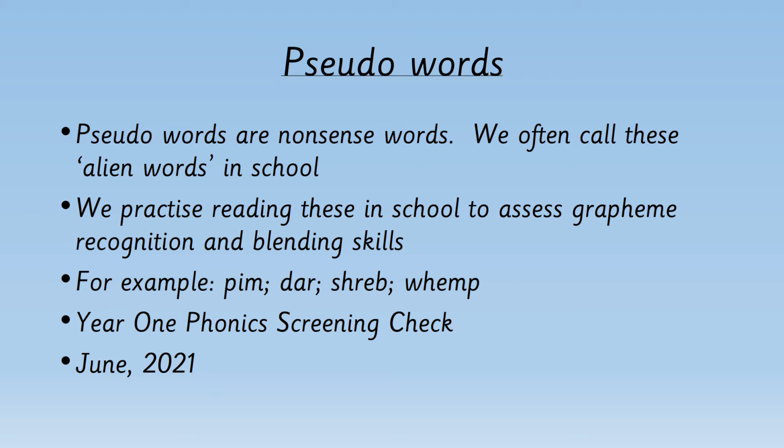And another reason why we practice these alien words is that in June there is a national Year 1 phonics screening check where the children will read 40 words, 20 of which are real words and 20 of which are alien words. And this is a pass or fail test, but if the child doesn't make the pass mark, they will retake the quiz in Year 2. Before June, they will be sending out more information about the phonics screening check and giving you resources to practice for the check with your child at home.